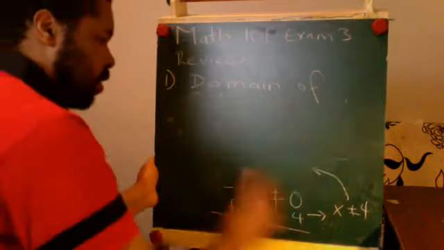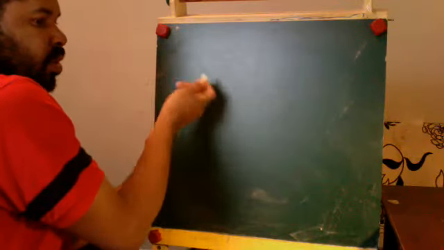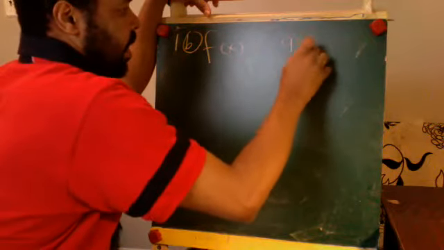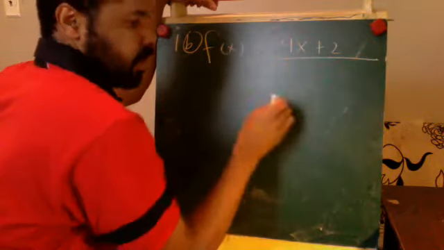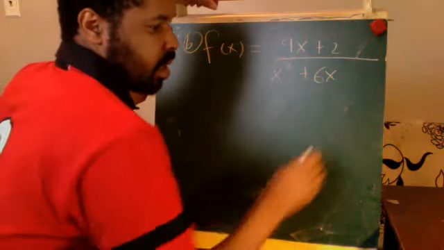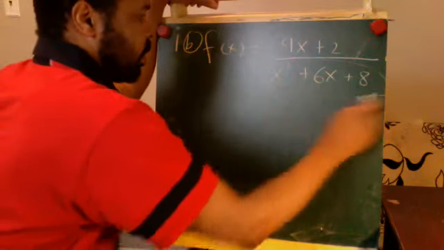We're still dealing with domain of rational functions, so let's do another example. I'm going to do something with quadratics. So 1b, I have f of x is equal to 9x plus 2 over x squared plus 6x plus 8. And I want this denominator to not be equal to 0.